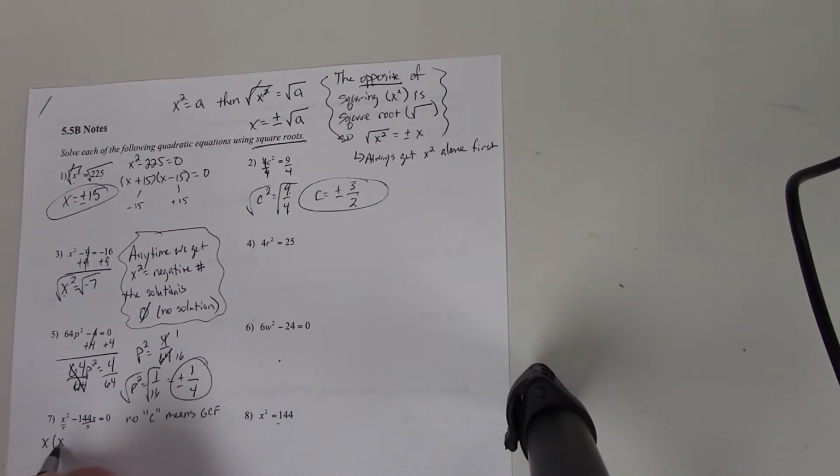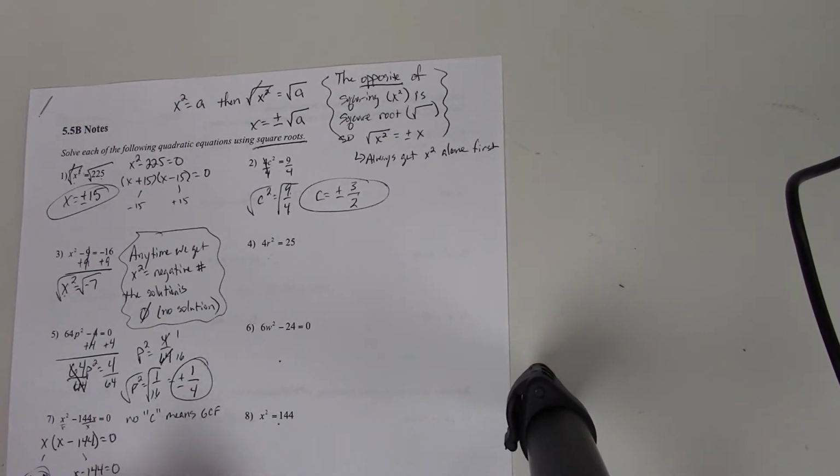X comes out of there X times. X comes out of there 144 times. And I could set that equal to 0. There's not really a way I can square root this problem because of that X. So set each term equal to 0. Guess what? That one's already done. That one I just got to add 144. X equals 144. Done with that.